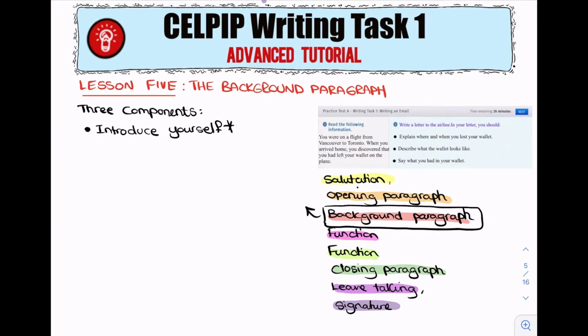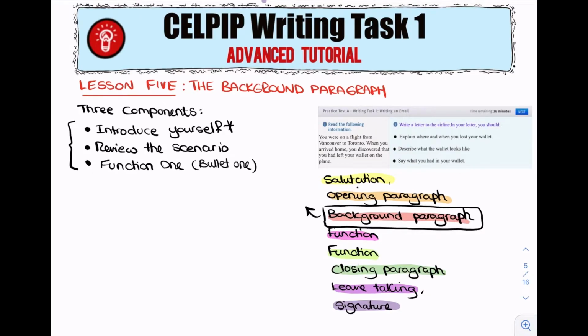The second component is to review the scenario. If you remember, the question will always give us a scenario or a situation to work with. What you need to do here is to add some details and to provide this necessary background information to your readers. You shouldn't assume that they have also read the question. So the letter basically should be understandable in an independent way. And the third element that we often find in the background paragraph is function number one or bullet number one.